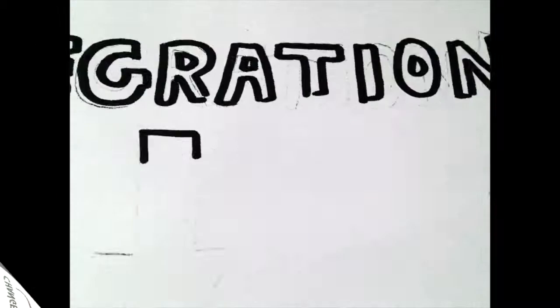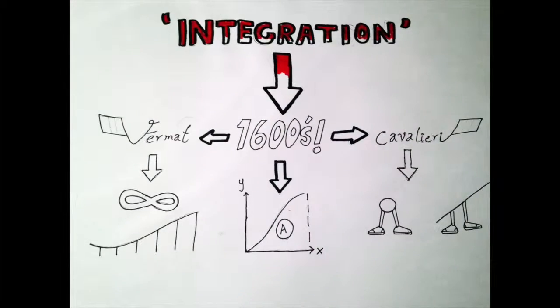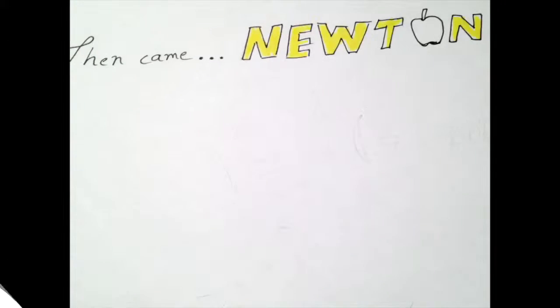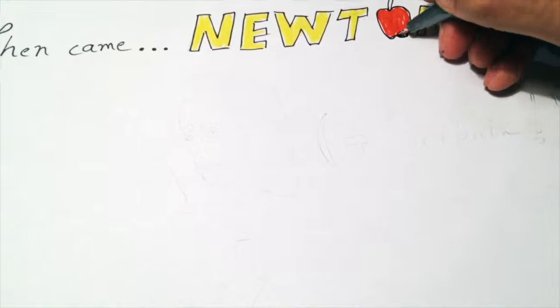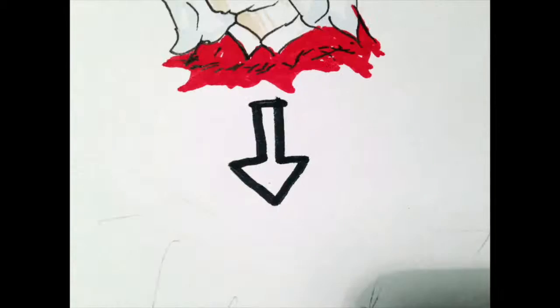The first major contributions to integration date back to the 1600s when Cavalieri and Fermat described the process using moving points and lines and by breaking up areas respectively. Later, Newton and Leibniz showed that differentiation and integration were opposites of one another through the fundamental theorem of calculus.